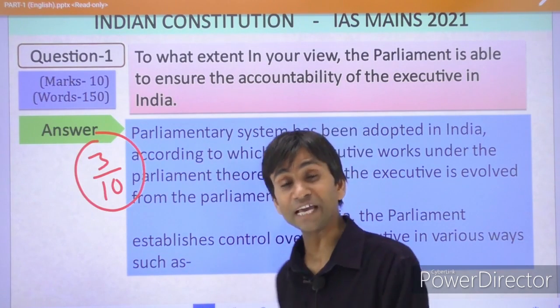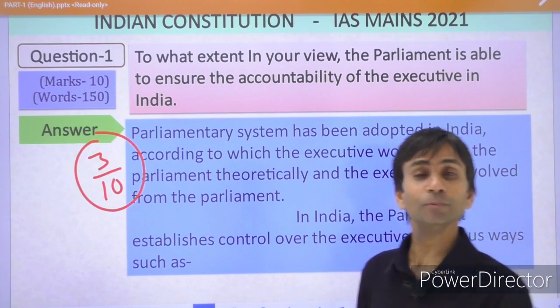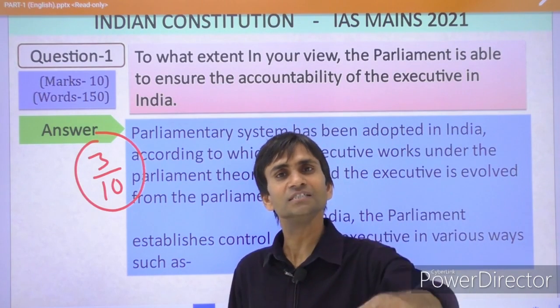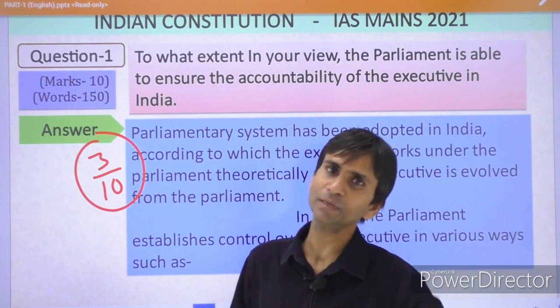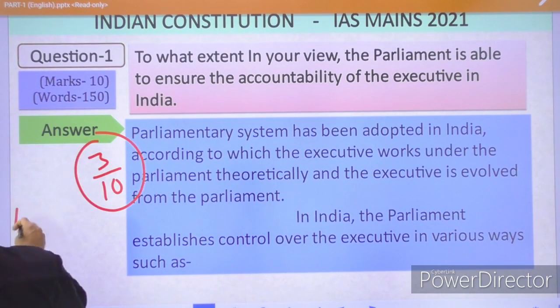And again, as I am saying, if you want to finally be selected in the IAS exam, you have to ensure about 50% marking in each answer, or sometimes more than 50%. Okay, then how can we obtain the maximum marks? How to write a good answer?